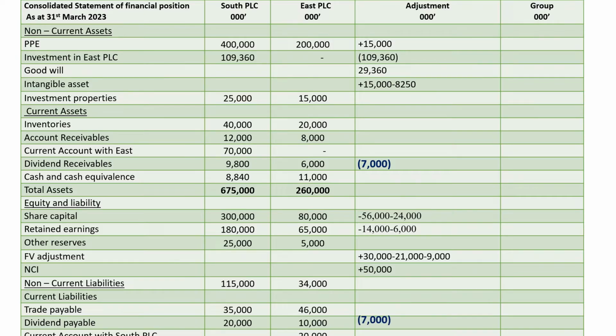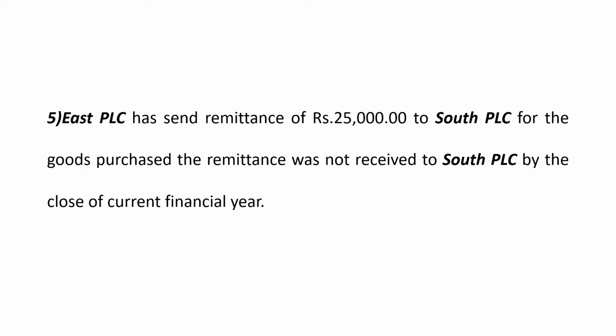So, the remaining will be the dividend relating to the non-controlling interest as well as the parent. In the fifth adjustment, it says East PLC has sent remittance of 25,000 to South PLC for goods purchased. The remittance was not received by South PLC by the close of the current financial year. You know that these remittances are direct cash receipts, so we have to account for it in the statement of financial position.